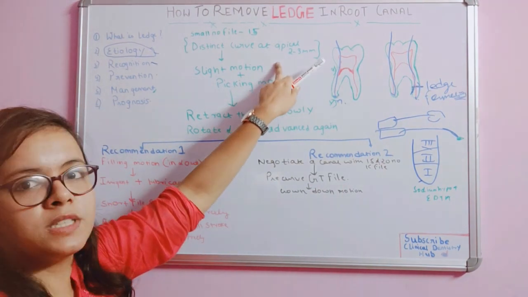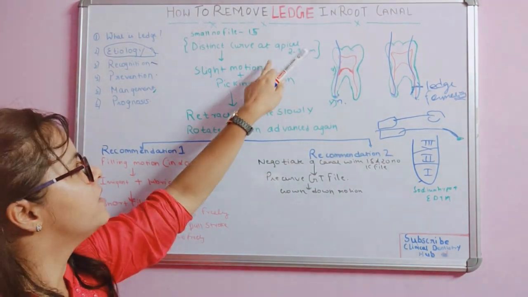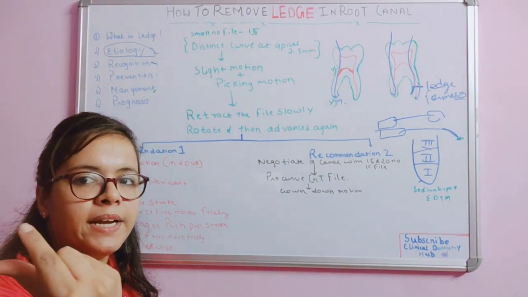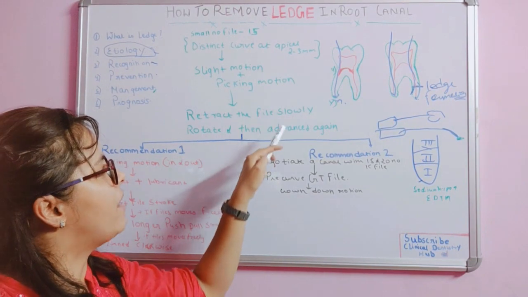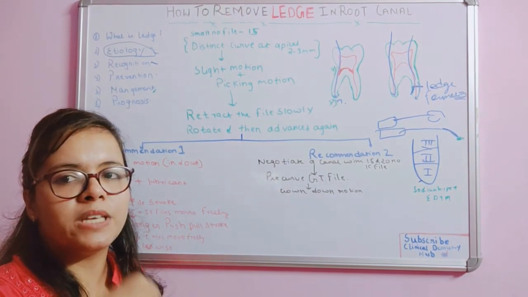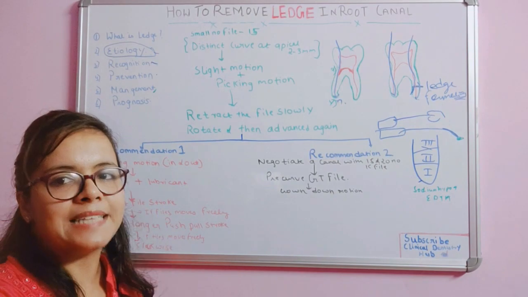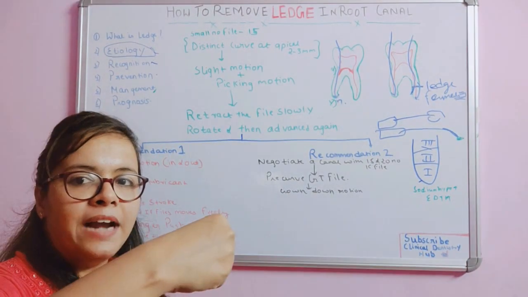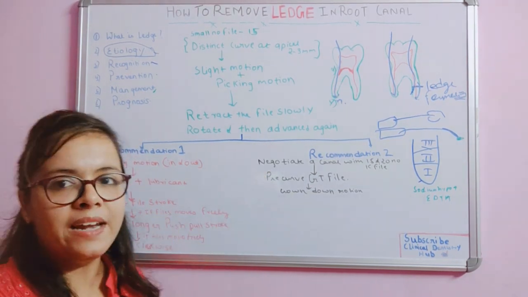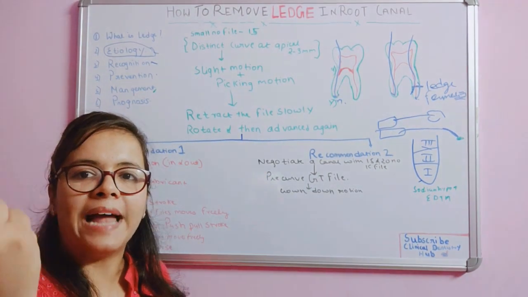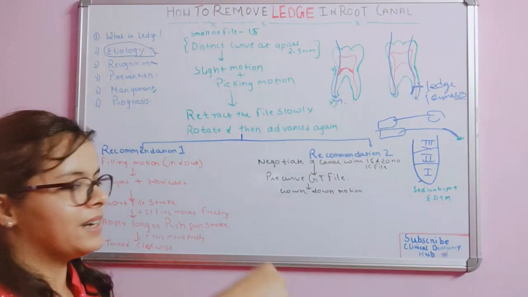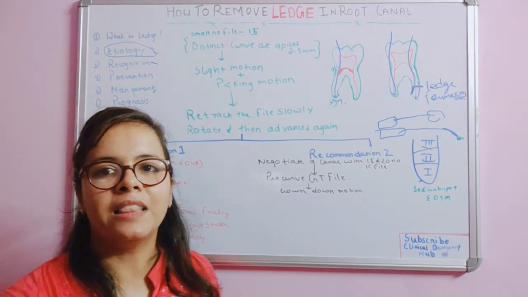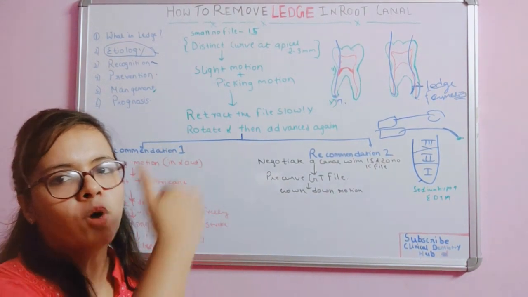After this, use the file in a slide motion. Then you have a pricking motion also, slide motion, and then you just have to prick it out. After that, when you see that the file is moving easily inside and outside of the canal, just retract the file slowly, rotate it, and go again. When you feel that the file is moving slowly, just retract the file, rotate it, and go again. This will straighten the path so that your stainless steel file can go easily.